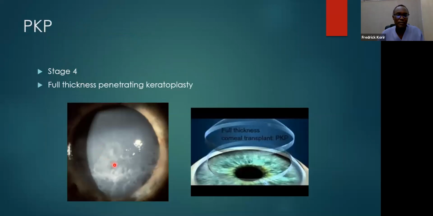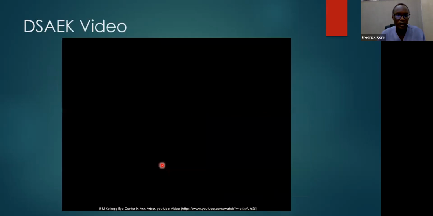If the patient has subepithelial scarring, there's no way you can replace the endothelium only, because subepithelial scarring is way up there just below the epithelium. So you have to replace the whole cornea in this case. If a patient is in stage 4, you just have to do a full PKP for them to see. I have a video here for DSEK. It's a 1-minute video, so I'll just indulge you on the steps that we do.